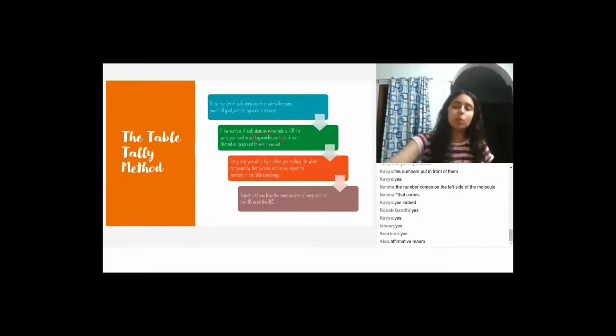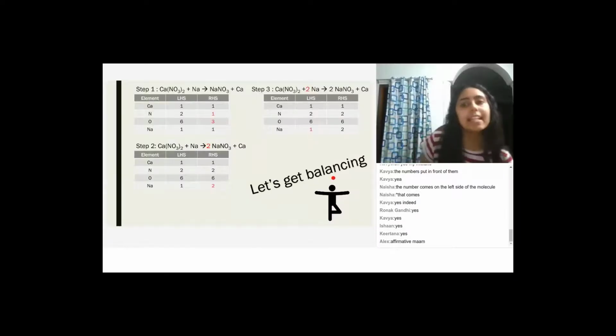Okay, so this is an example. Here I have calcium nitrate, reacting with sodium to give me NaNO3 plus calcium. Okay, so for this particular equation, I'm just going to write down all the elements that are involved in this equation.